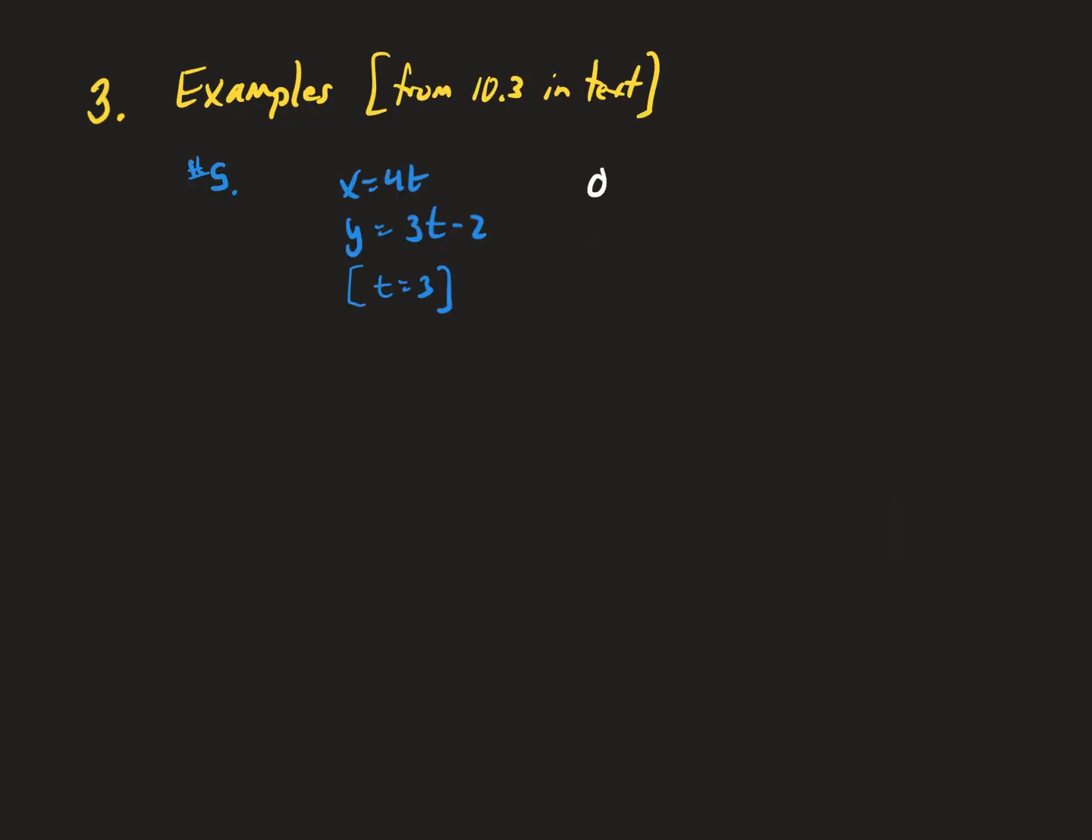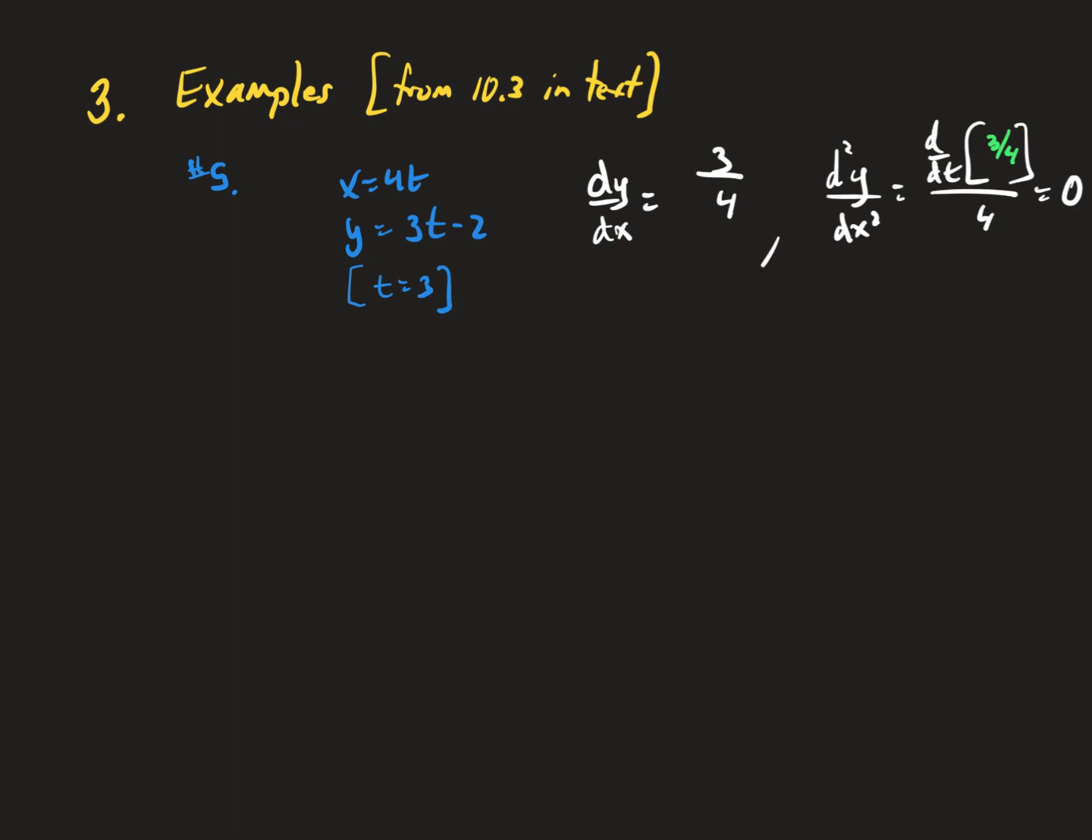Let's start with number 5. They ask for the first derivative, dy/dx. That'll be dy/dt divided by dx/dt. And then they ask for the second derivative with respect to x. And that would be the derivative with respect to t of the first derivative divided by dx/dt, which is 4, and this is 0.